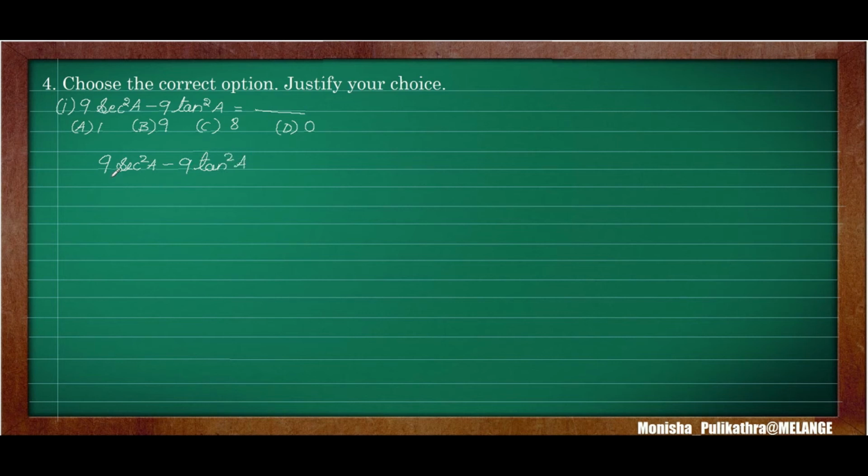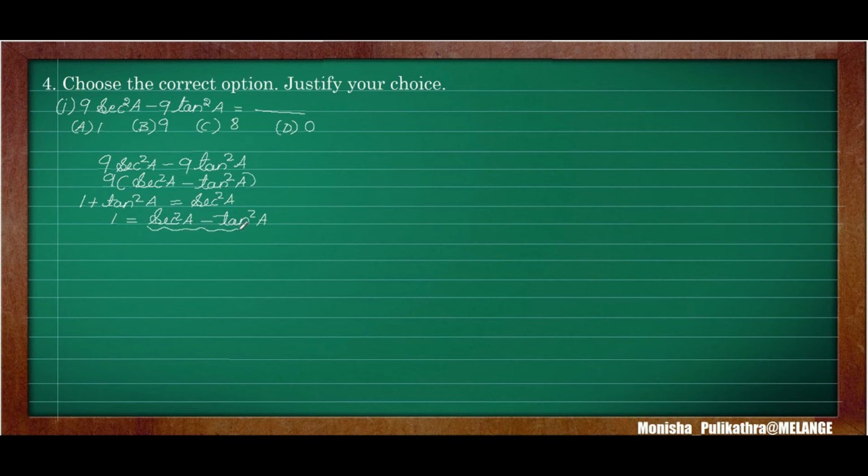So here 9 is common. So just take 9 common here. You will get secant square a minus tan square a. So we know that from trigonometric identities, 1 plus tan square a is equal to secant square a, right? So when I shift tan square a to that side, it will become secant square a minus tan square a.